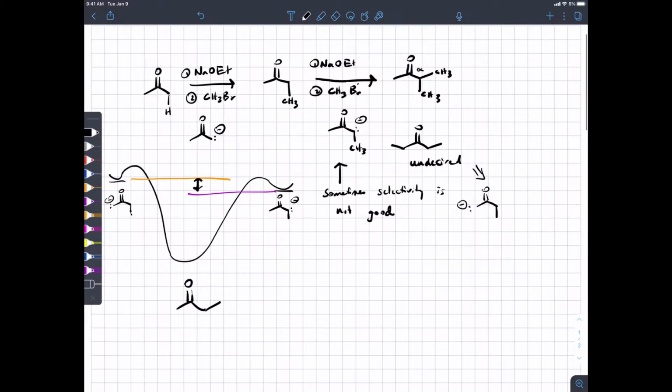And so your text presents a couple of workarounds for trying to install two alkyl groups. And these workarounds are great. Though in a class where you're not actually in the lab doing the chemistry, I sort of question why we're spending time on these workarounds. And the answer is it allows us to introduce a new concept that's useful in biology. And that concept is called decarboxylation.